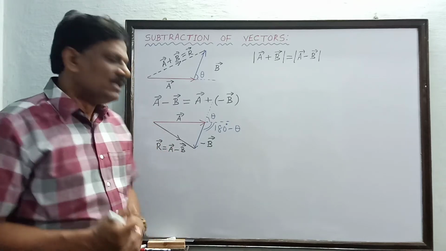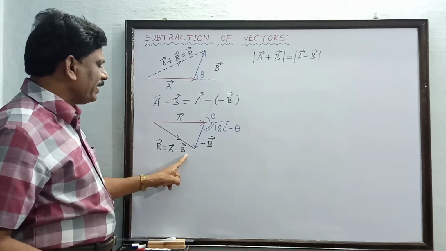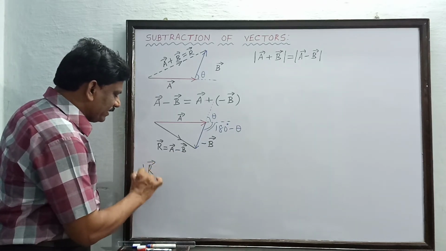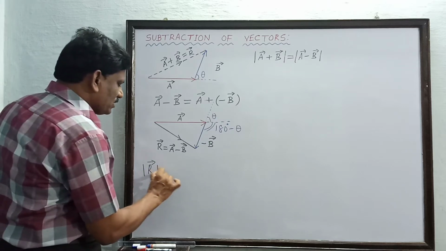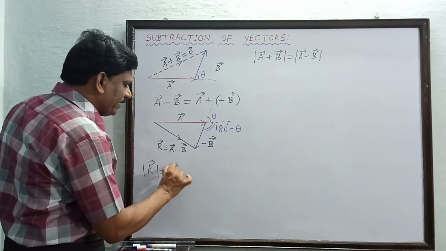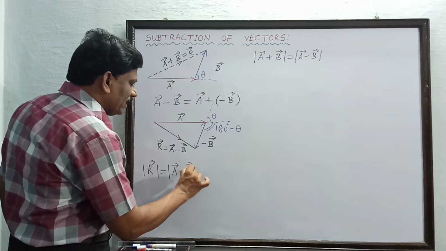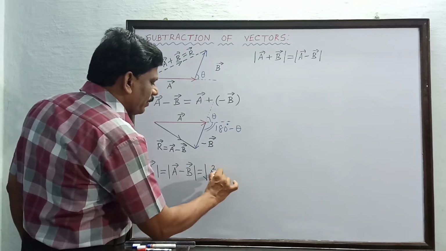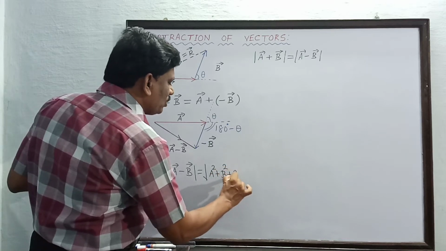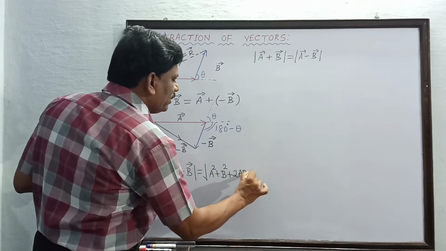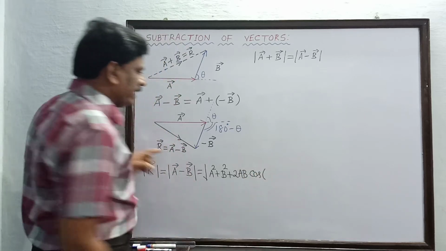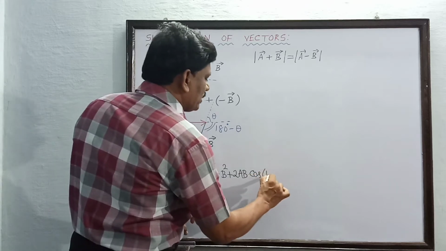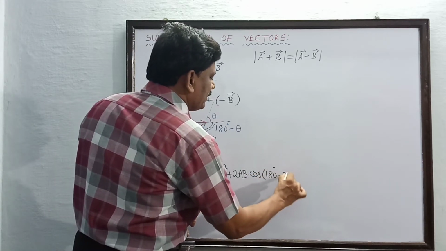Okay, now in triangle law and parallelogram law, we have got the expression for the resultant vector. Is it not? So here if r is equal to a vector minus b vector, then the modulus of the resultant vector, that is modulus of r vector, is equal to modulus of a vector minus b vector, and this is now equal to square root of a square plus b square plus 2ab into cos of the angle between a and minus b. What is that angle? 180 minus theta, is it not? So this is 180 minus theta.